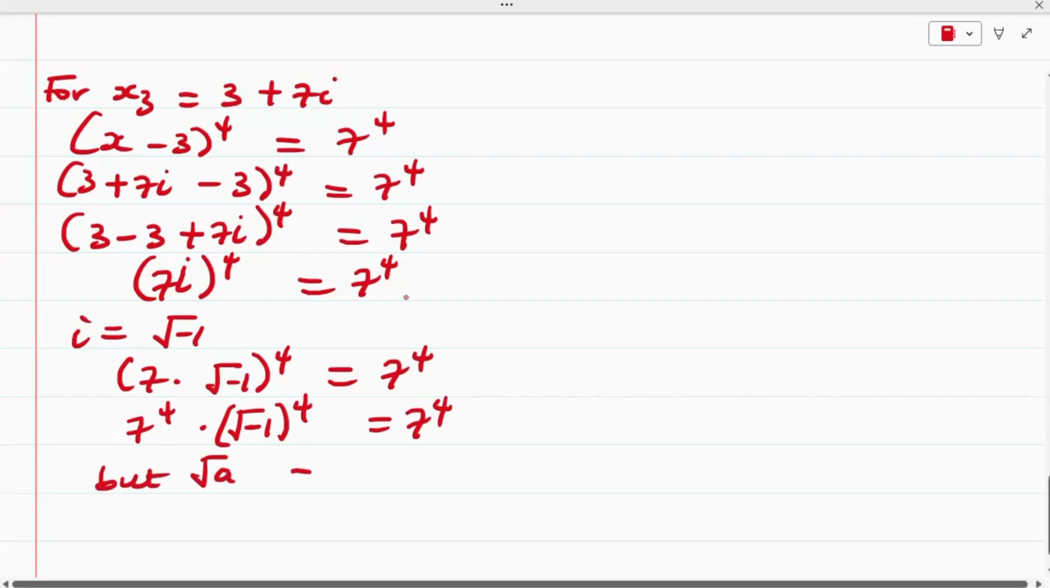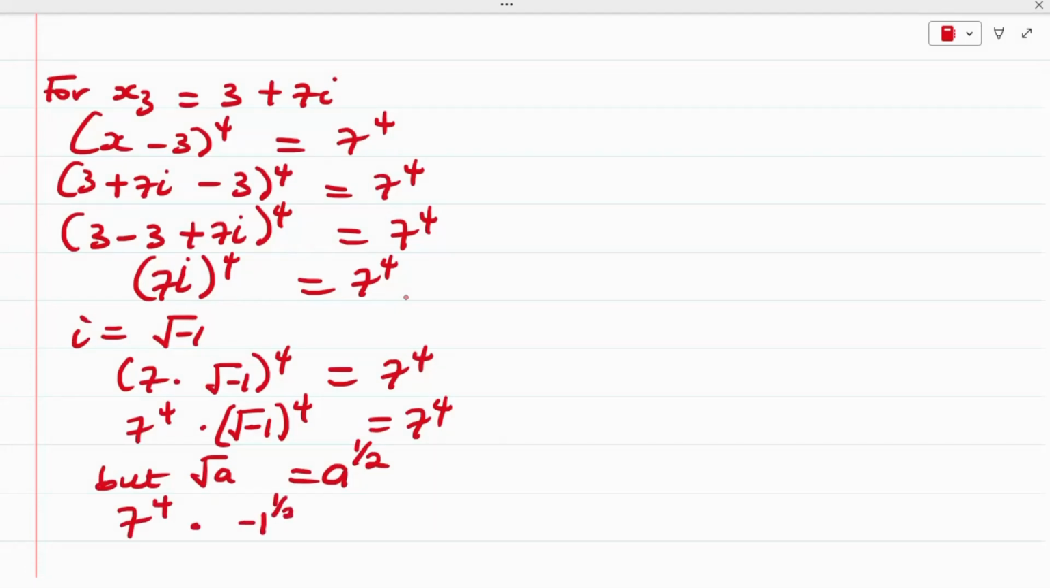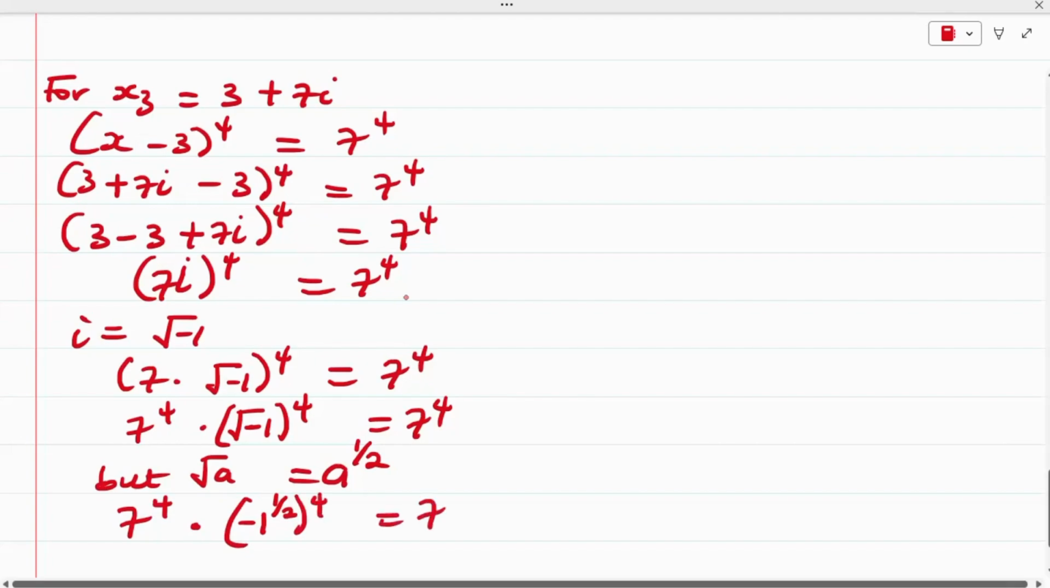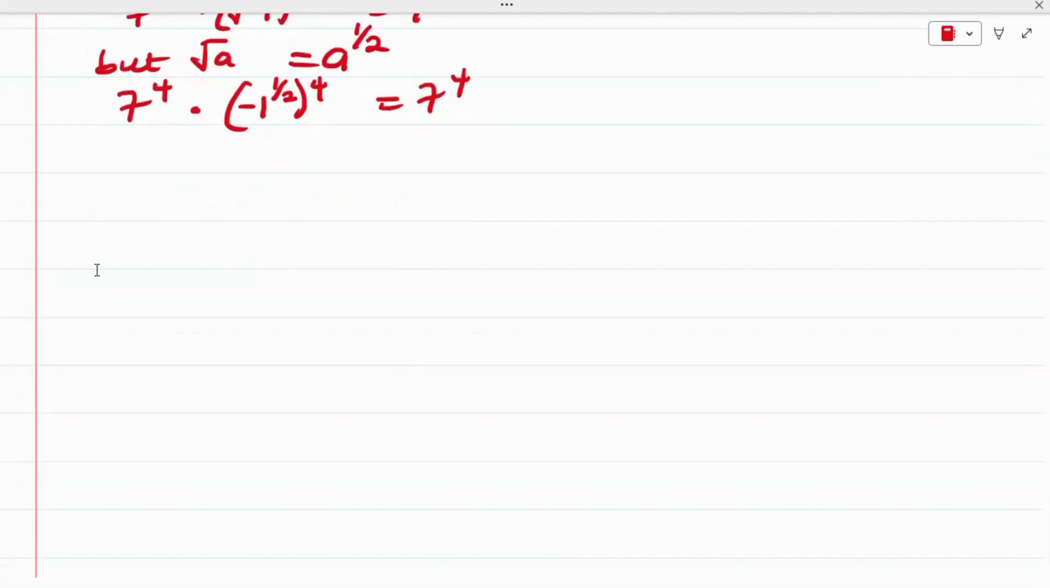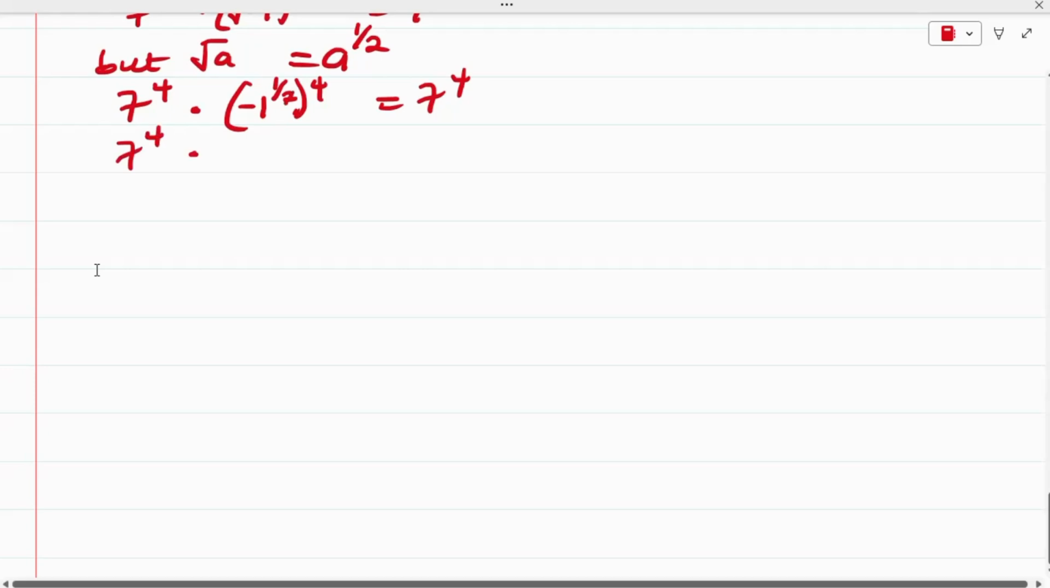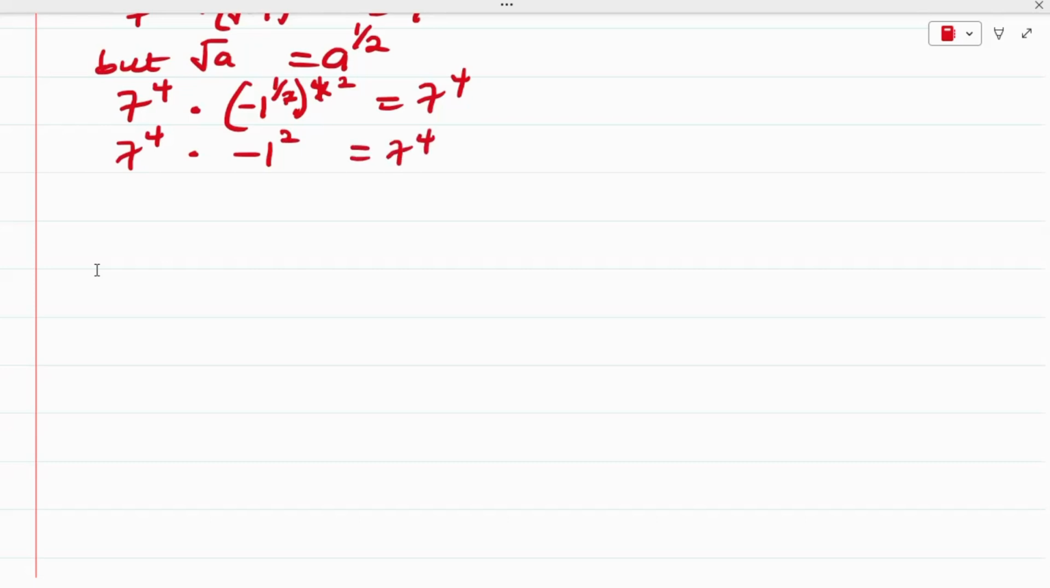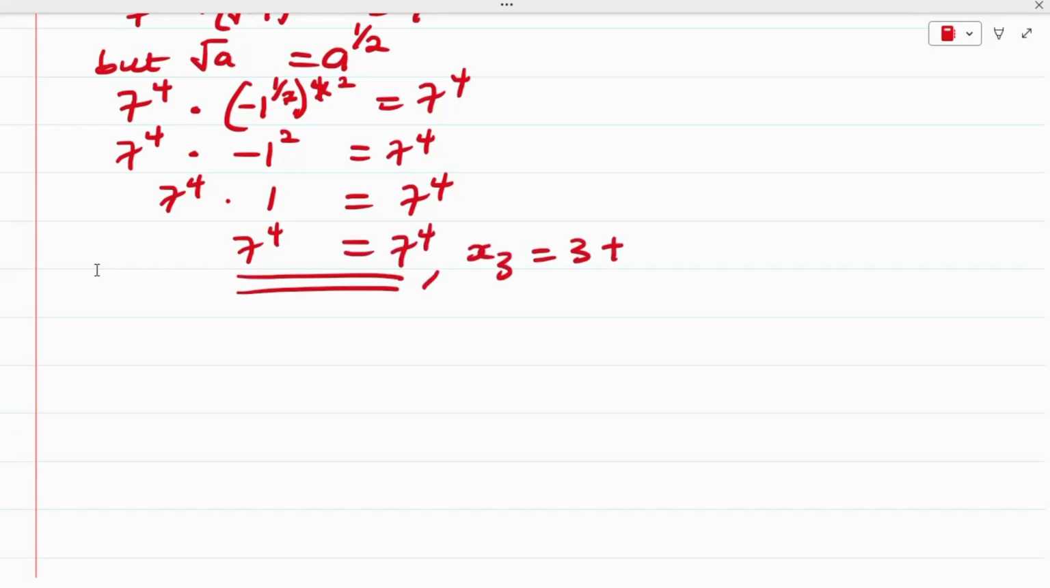But the square root of a is equal to a raised to the power of 1 over 2. So we have 7 raised to the power of 4 multiplied by (minus 1 raised to the power of 1 over 2) all raised to the power of 4. Multiplying the powers, 1 over 2 times 4 is 2. So we have minus 1 raised to the power of 2. 7 raised to the power of 4 multiplied by minus 1 squared, which is 1, equals 7 raised to the power of 4. And this shows that x3 equals 3 plus 7i is a valid solution.